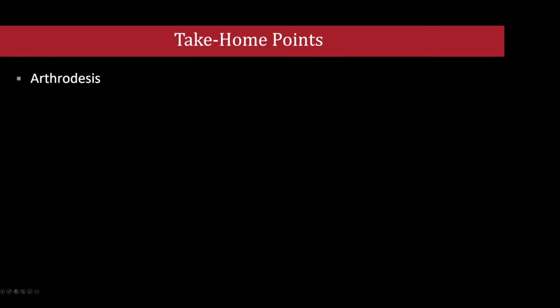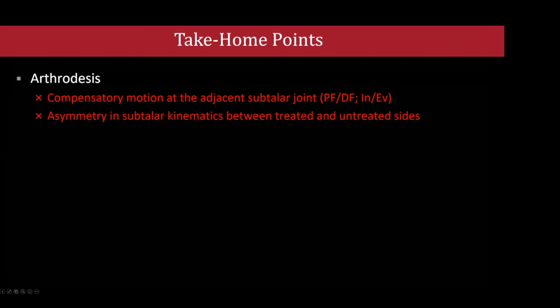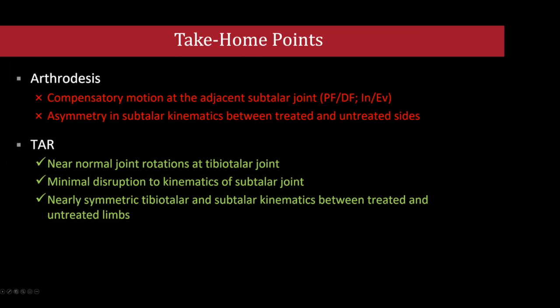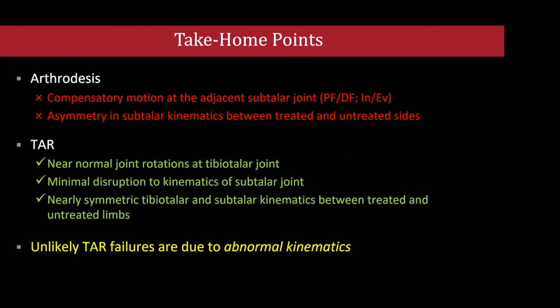So take-home points for arthrodesis is that we do see compensatory motion at the adjacent subtalar joint. There is asymmetry in subtalar kinematics between treated and untreated sides. But for TAR, it was near normal joint rotations, minimal disruption to kinematics of the subtalar joint, and nearly symmetric tibiotalar and subtalar kinematics. And so really what we're thinking is that it's unlikely TAR failures are due to abnormal kinematics.